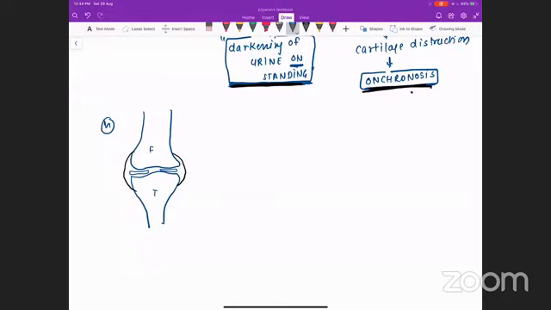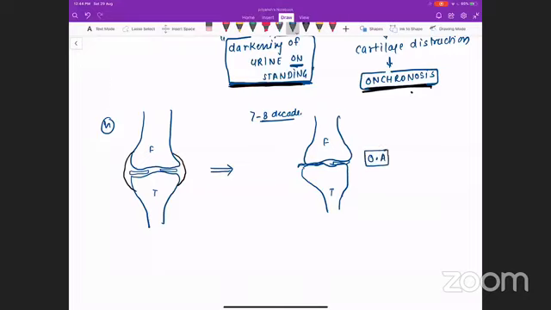But with the course of time, when you reach your 7th or 8th decade of life, this meniscus or cartilage will get destroyed due to continuous trauma. If the meniscus is destroyed, the femur bone can come in contact with the tibia bone. This is called osteoarthritis, and it leads to joint pain.